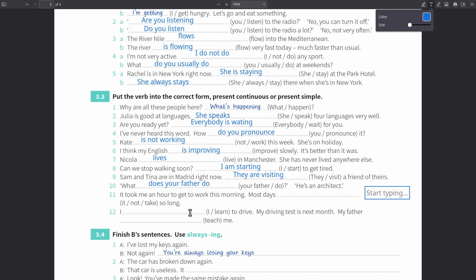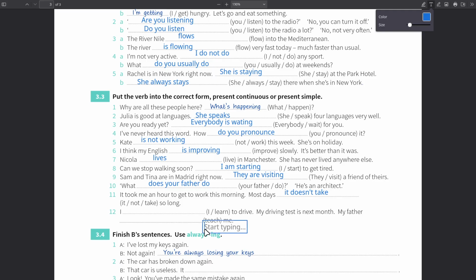It took me one hour to get to work this morning. Most days, it doesn't take so long. In that case, most days it doesn't take so long, because we're talking about something that happens repeatedly. In this case, most of the time, most days.